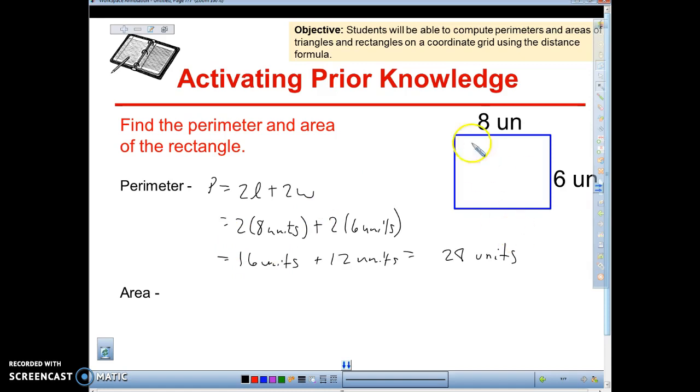For area, I'm just going to multiply. So area of a rectangle is equal to length times width. So this becomes 8 units times 6 units, and we get 8 times 6 is 48 units squared. Okay, that's the perimeter and area.